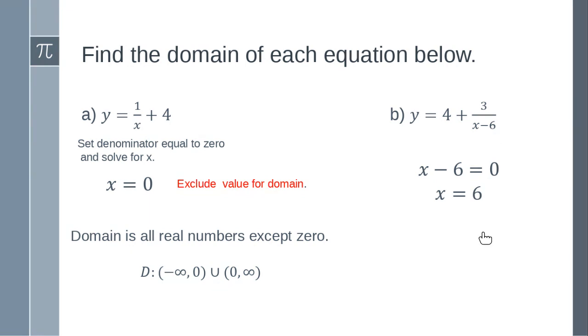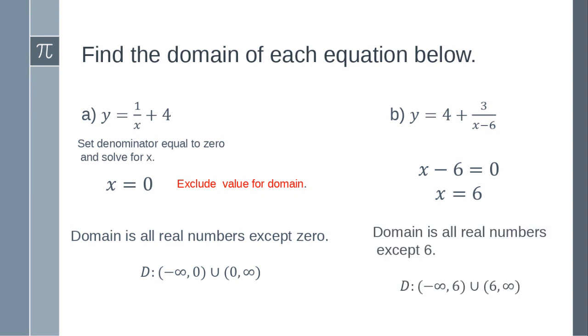So this particular equation has a restriction. We do not want to include the value 6. That is my restriction. So in interval notation, we're going to look at all the values to the left of 6, so it's from negative infinity to 6, not including 6, and union from 6 to positive infinity. Keep in mind that WebAssign, when dealing with domain, most of the time is going to ask you to write your domain in interval notation.